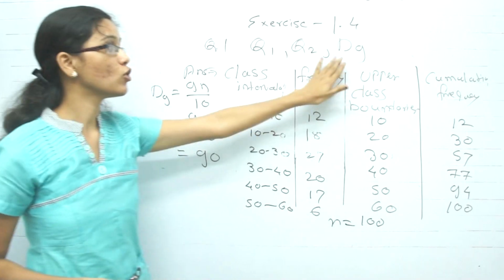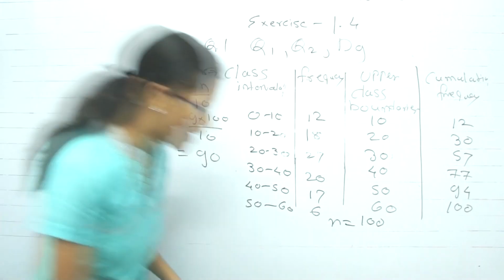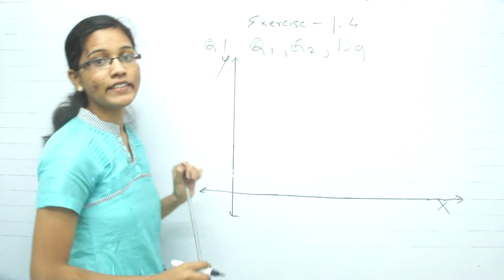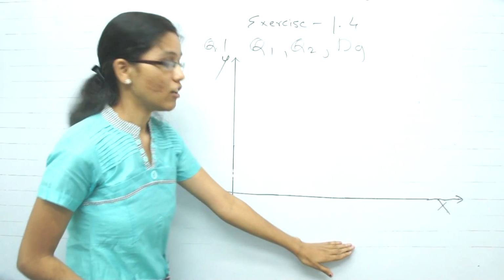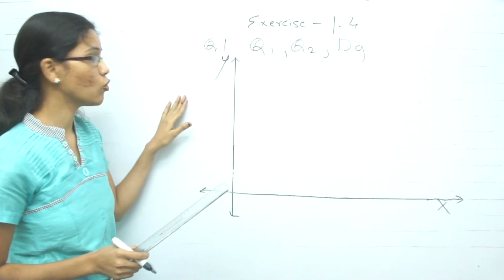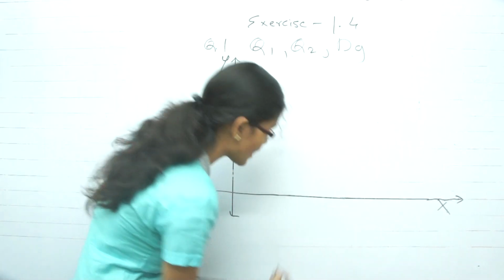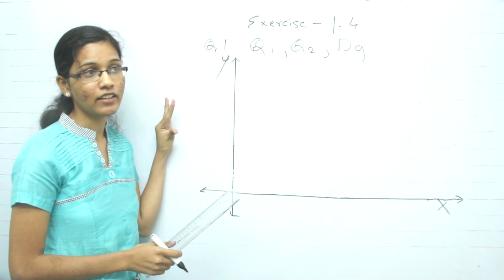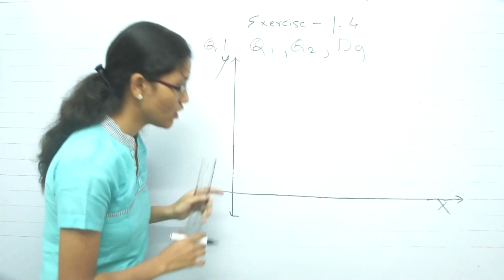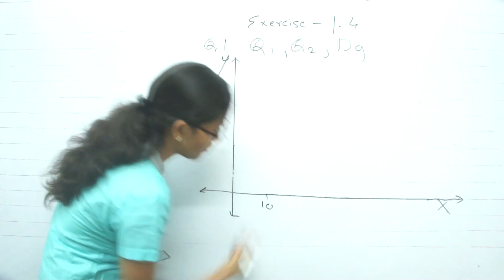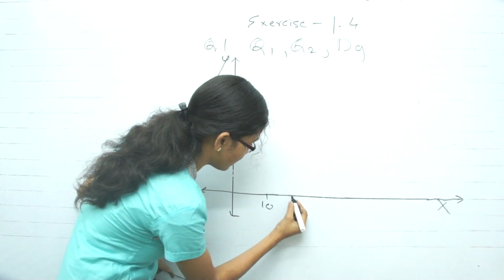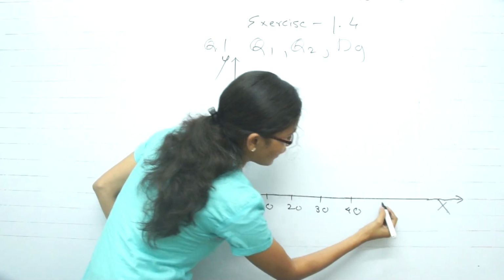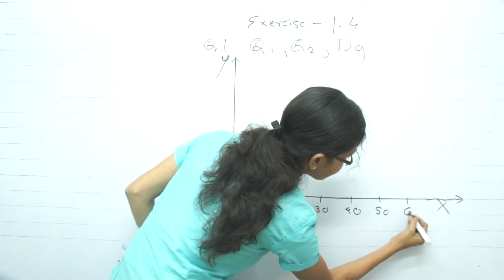We have to find these graphically. So how do you find them graphically? Let me draw roughly. This is the y-axis. On the x-axis we take the upper class boundaries, and on the y-axis the cumulative frequency. For the class 0 to 10 the upper class boundary is 10, for 10 to 20 it is 20. So put here 10, then 20, 30, 40, 50 and 60.